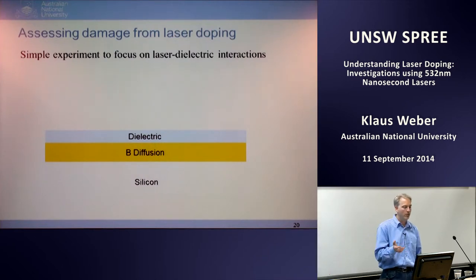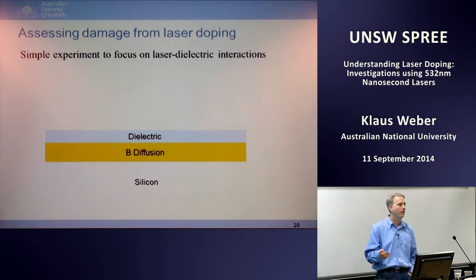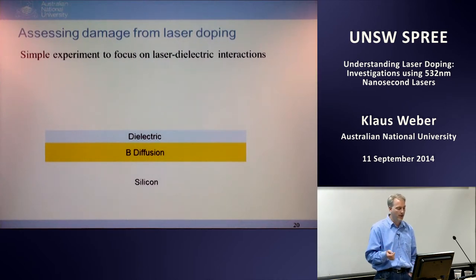So to do that, what we decided is we get rid of the doping source, we pre-dope our wafer, in this case we put in a boron diffusion, and then we simply look at the interaction of the laser beam with this pre-doped, pre-diffused silicon substrate. And we can then vary the laser parameters and we can see what happens, and we can put different dielectric films on top and we can see what happens after that.